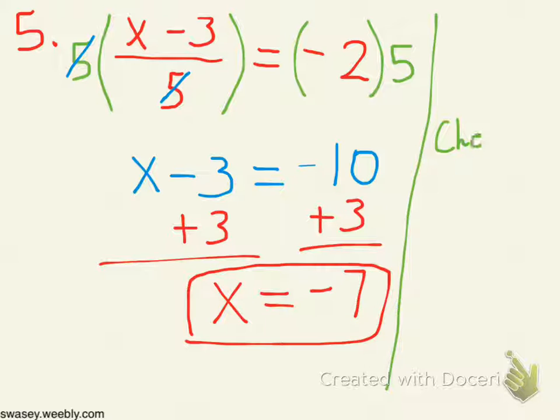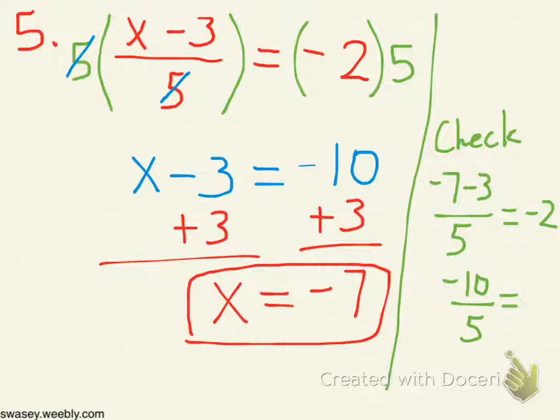We could check this by plugging it back in. On the top of the fraction, instead of writing x, we'll write negative 7. On the left side, we've got this fraction bar that acts as a grouping symbol. It groups everything on top of it together. So negative 7 minus 3 is negative 10. Again, order of operations, the grouping symbols first. It includes a long fraction bar. Now we can divide on the left side. Negative 10 divided by positive 5 is negative 2. And so it checks. It works.